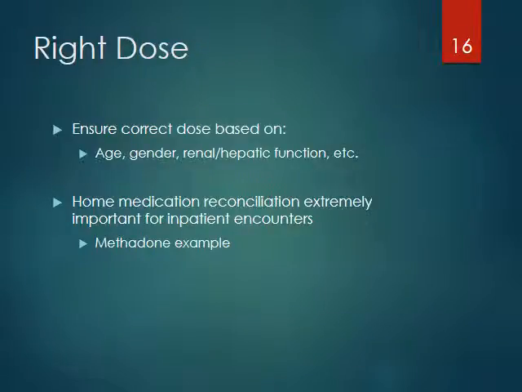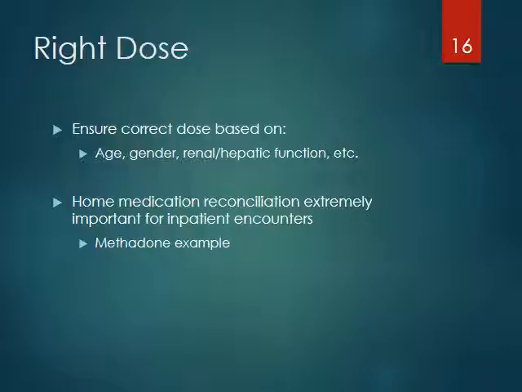Right dose: you want to make sure that we're ensuring the correct dose based on several patient factors. So things like the age of the patient, how you dose a medication, either on a mg per kilogram basis or based on how frequently you give it, may be determined by the patient's age. You're going to be dosing a neonate very differently than you would a full adult, right? Gender may play a role. Pretty rarely does gender play a role in changing the dose, but in some cases it could.